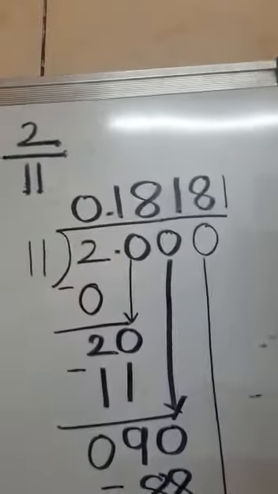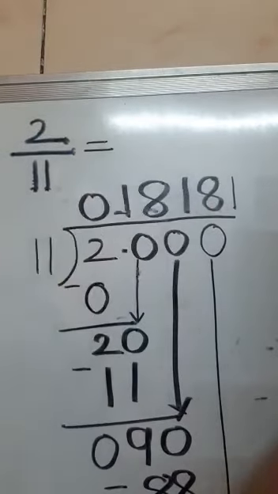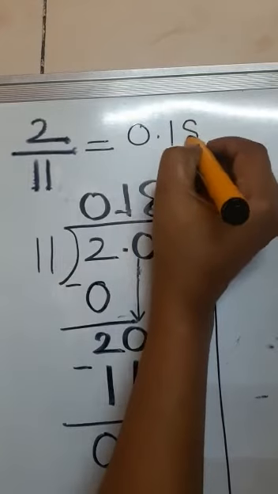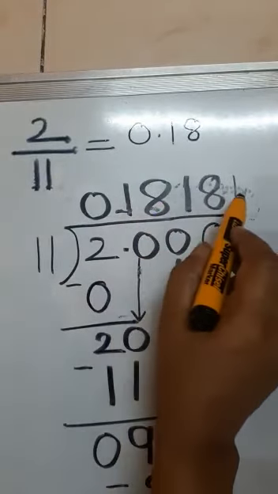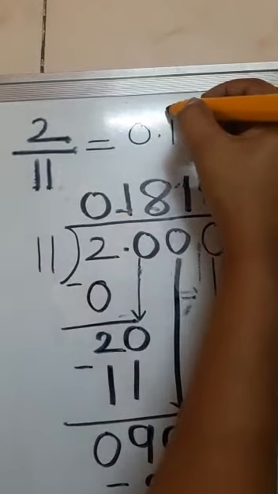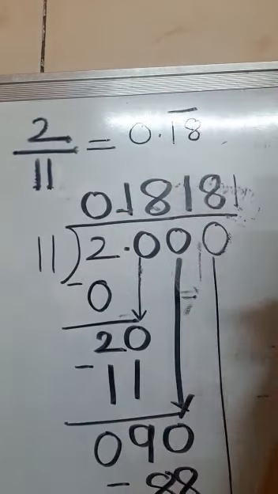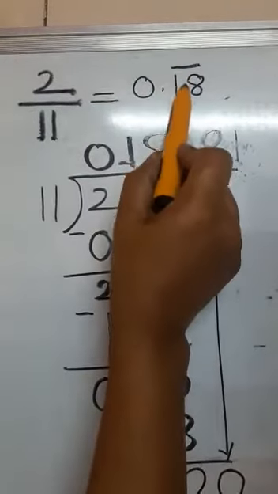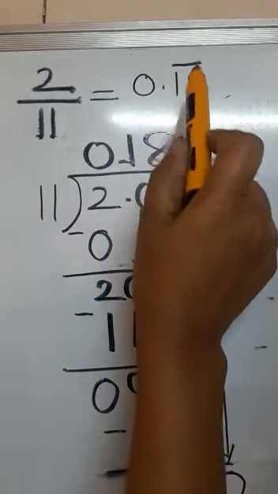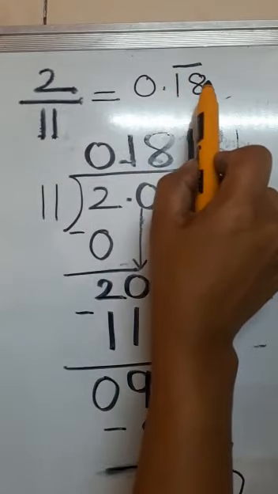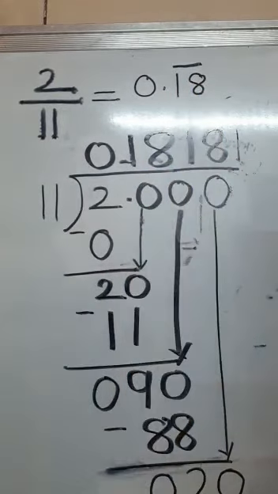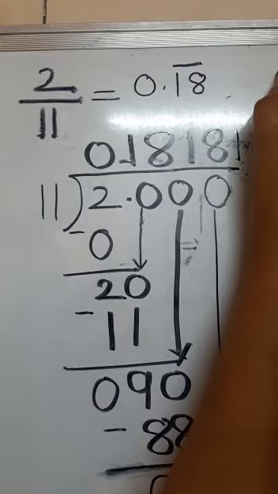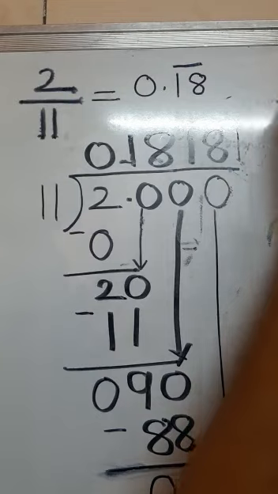So what we'll write as the answer is that the decimal form of this can be written as 0.18. Now since these two digits are repeating, we will show it by a horizontal line above the digits which are repeating again and again. So I have drawn a horizontal line over 1 and 8 because this 1 and 8 are repeating again and again. If a single digit is repeated, then we show it by a dot over it. So suppose if 3 is repeating, we show it by a dot on it.